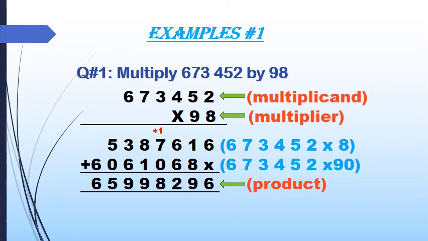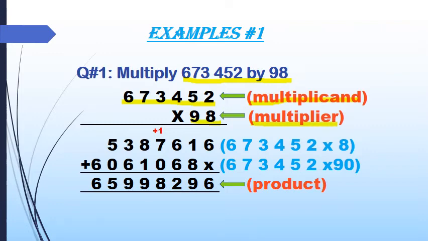Here is the first example of multiplication. Now we will multiply a 6-digit number by a 2-digit number. Multiply 673,452 by 98. First write the multiplicand. The multiplicand is 673,452, and then multiply it by 98. That is the multiplier.